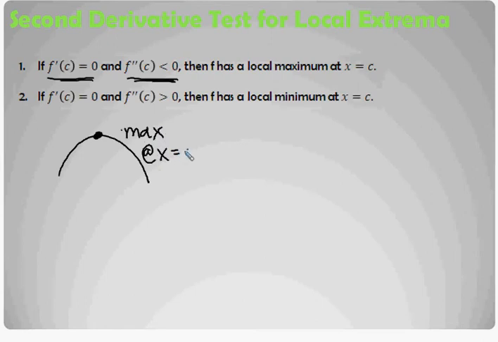Okay. And then obviously for the other one, if my first derivative is equal to 0, but my second derivative is positive at that point, that would mean I would have a local min because I would be smiling through that point.